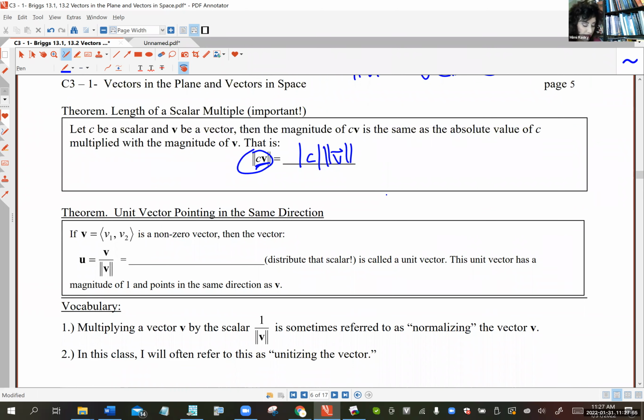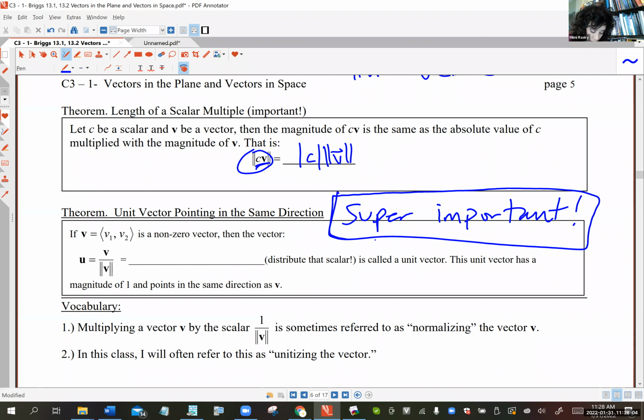Now we're going to talk about something super important for the rest of the semester. And I mean super important. Put super important here in your course reader. Right here, this theorem. This skill is going to be on pretty much every single midterm and the final. There you go. I've already told you something that's going to be on the final. Isn't this great?